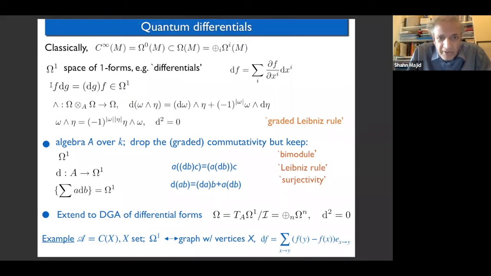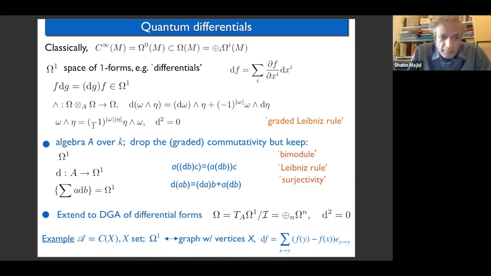Now, of course, classically they would commute. The differentials commute with functions. There's also a wedge product on forms of different degrees, which adds their degree. And d extends from zero to one, extends to all degrees, increasing degree by one, obeying the graded Leibniz rule. And of course, classically, the exterior algebra is graded commutative.